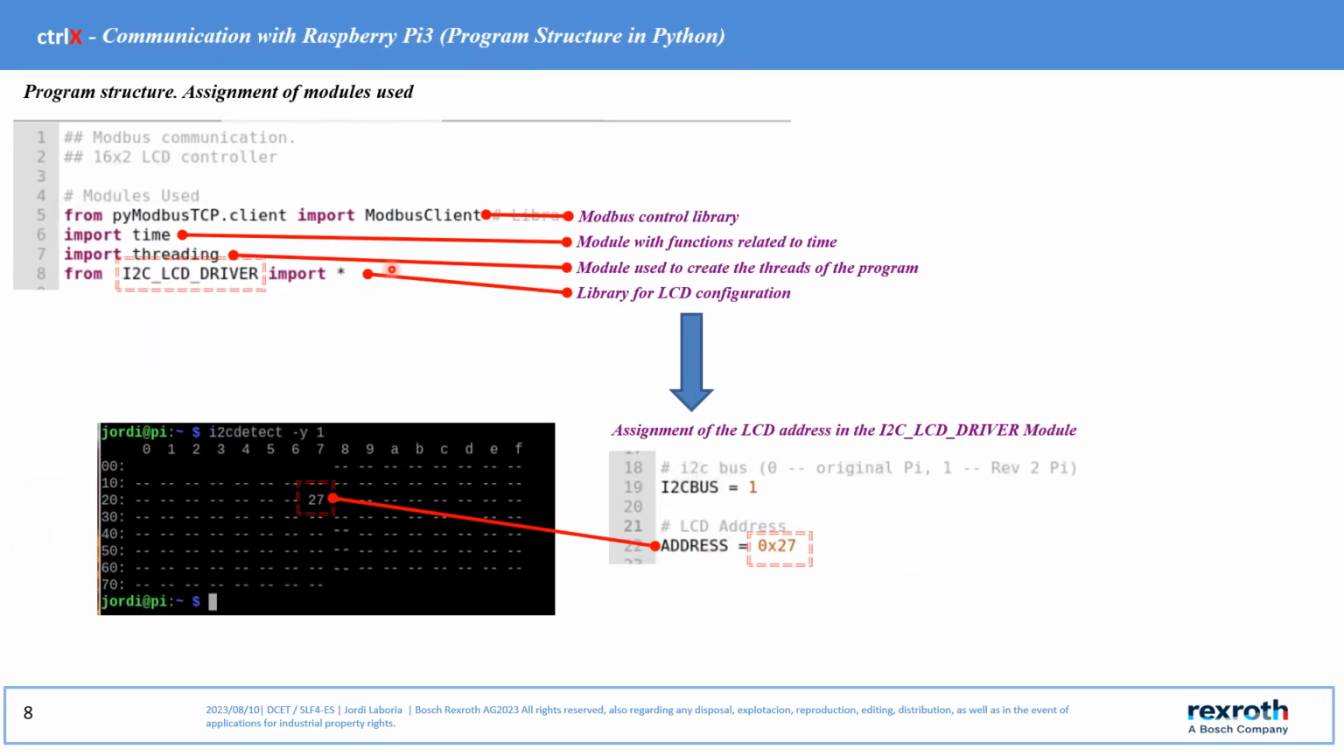In the main part of the program, we have first the assignment of the used modules. Library for Modbus control, module with time-related functions, module used for the creation of the different threads of the program, library for the LCD configuration. In this last library, we shall verify that the number assigned to the address parameter corresponds to the one we have previously located for our LCD, otherwise we shall modify the value.